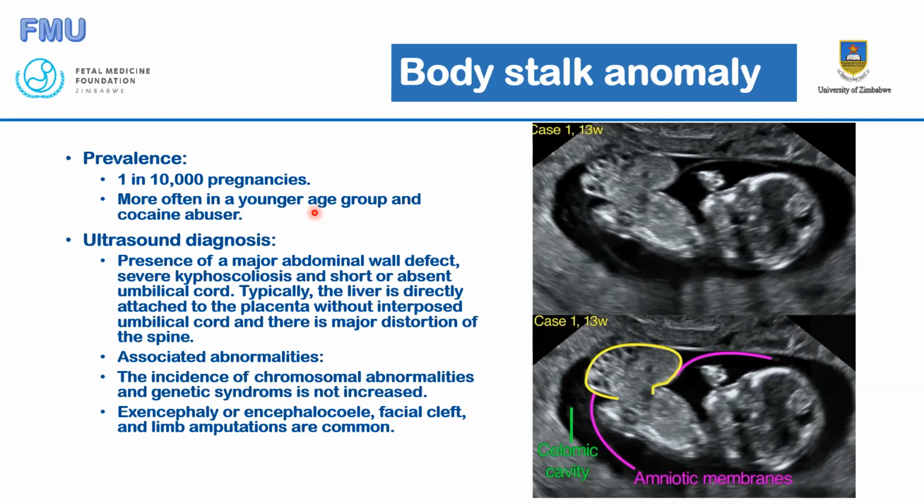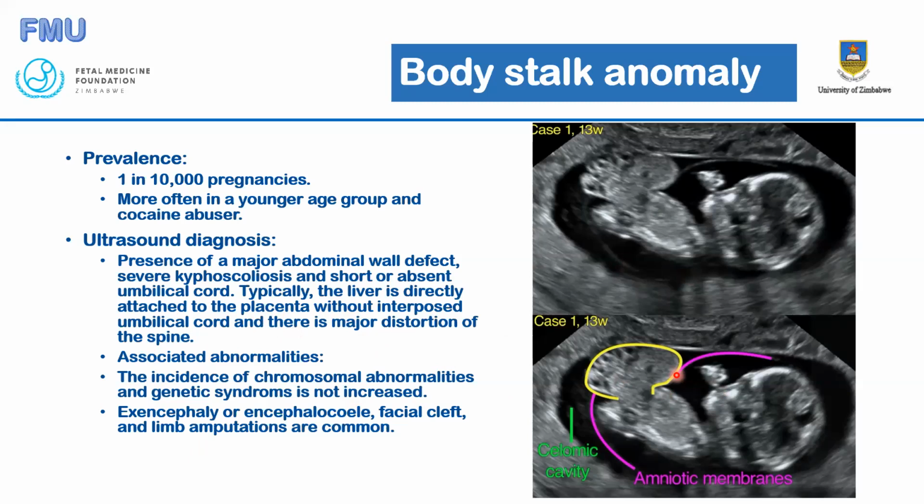Ultrasound, you are going to see a major abdominal wall defect with severe kyphoscoliosis and a short or absent umbilical cord. Typically, the liver is directly attached to the placenta without interposed umbilical cord, and there's a major distortion of the spine. The incidence of chromosomal abnormalities and genetic syndromes is not increased, so we do not routinely offer amniocentesis to these women.